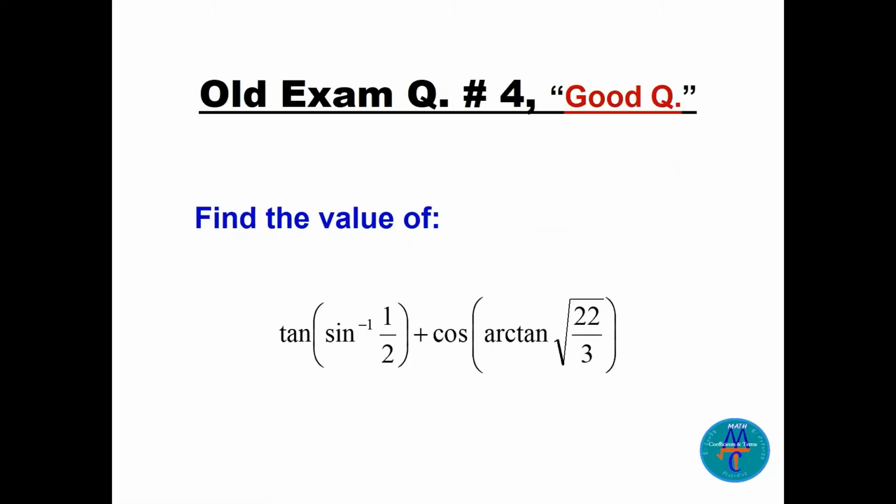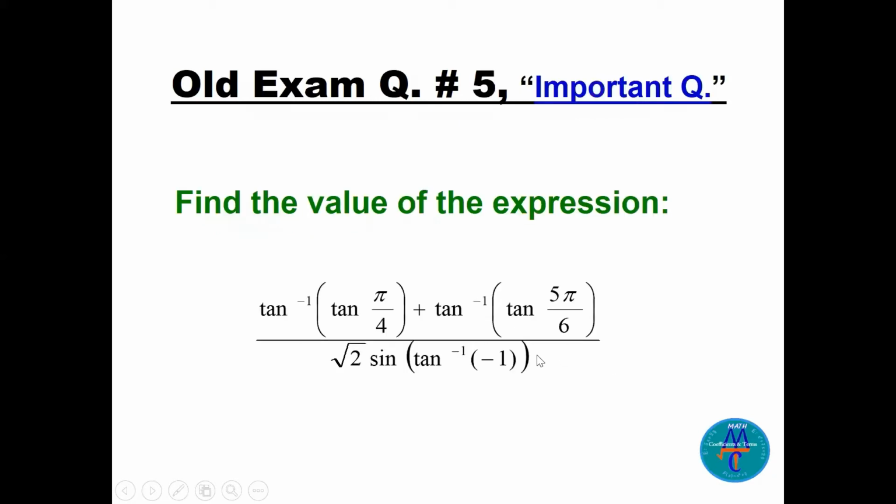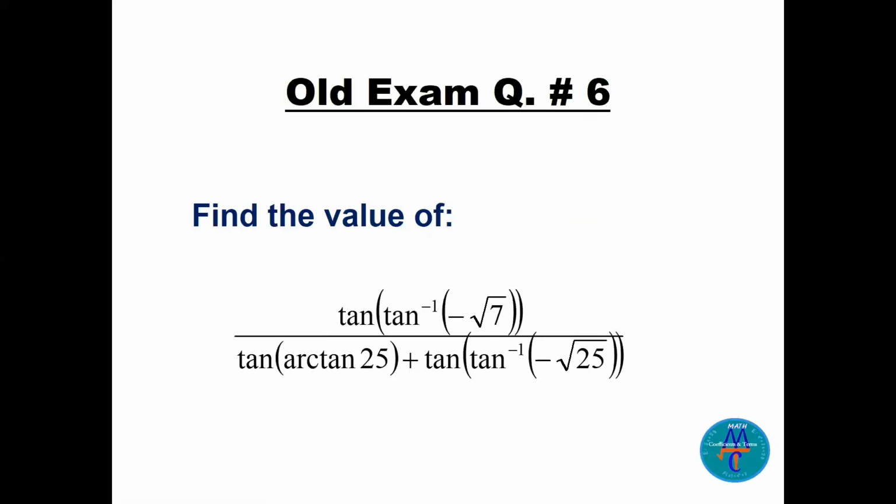Question number 4, find the value of tan of sine inverse half plus cosine arc tan square root of 22 over 3. Try it, please. And number 5, find the value of the expression tan inverse tan pi over 4 plus tan inverse tan 5 pi over 6, all divided by square root of 2 sine of tan inverse of minus 1. Try that.